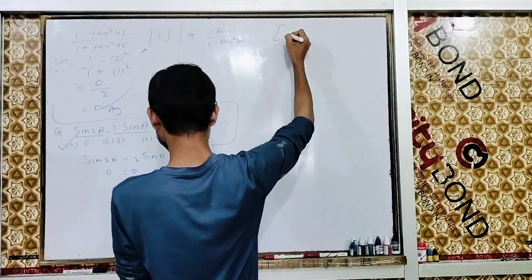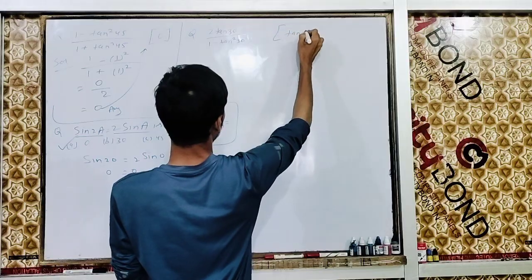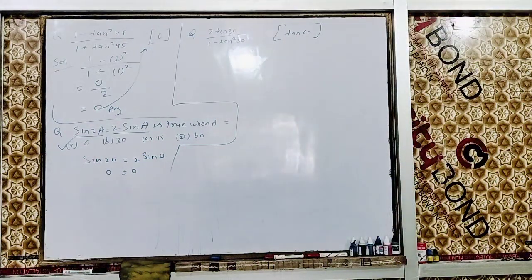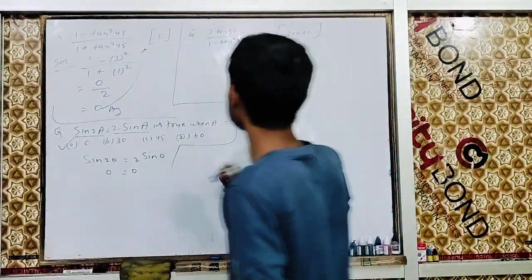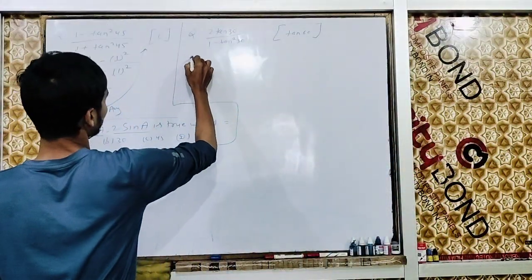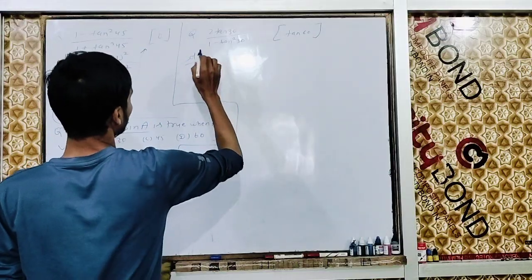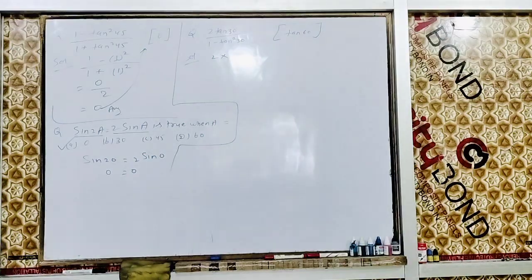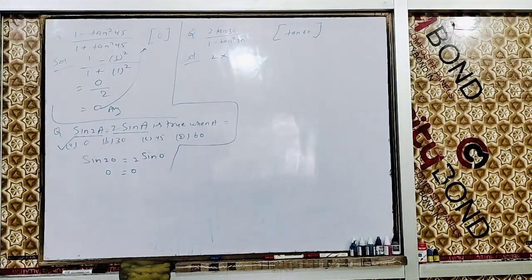The answer is tan 60. This is our answer. Let's bring tan 60 logically. Here 2 should be as it is. Tan 30 is nothing but just 1 upon root 3.